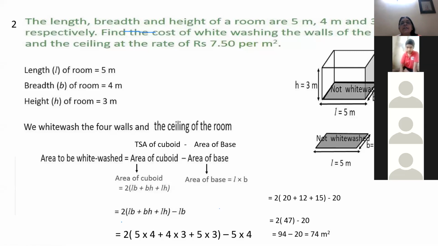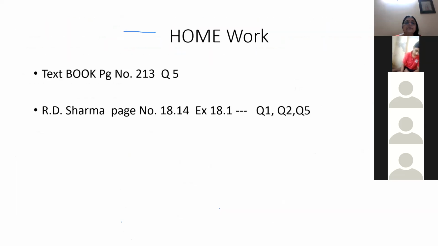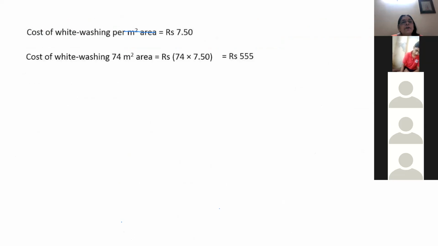Okay. Now what do you want to find? Cost of whitewashing. So what is per meter square cost? 7.50. So whatever area you are getting, you multiply it by 7.50. You will get the total cost of whitewashing. Done? So per meter square area is rupees 7.50. So cost of whitewashing 74 meter square area is equal to rupees 74 into 7.50.